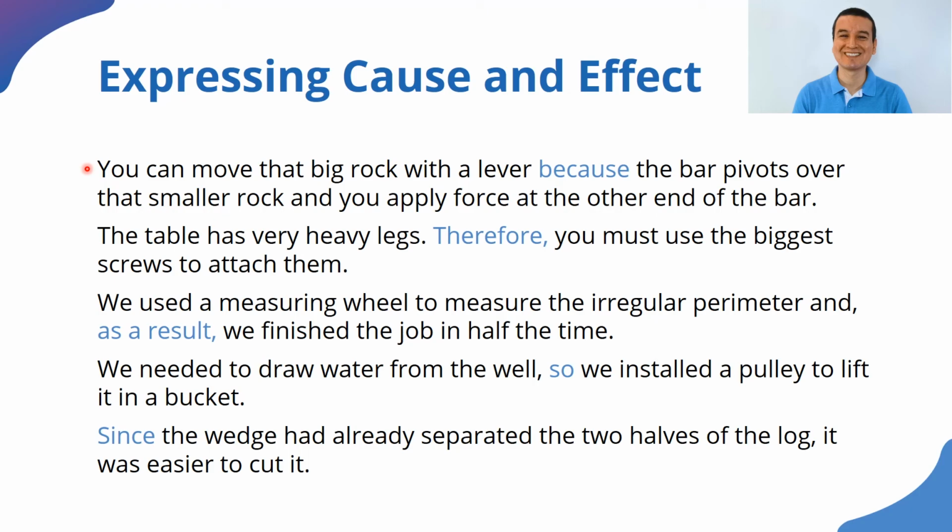You can move that big rock with a lever because the bar pivots over that smaller rock and you apply force at the other end of the bar. The table has very heavy legs. Therefore, you must use the biggest screws to attach them. We used a measuring wheel to measure the irregular perimeter and, as a result, we finished the job in half the time. We needed to draw water from the well, so we installed a pulley to lift it in a bucket. Since the wedge had already separated the two halves of the log, it was easier to cut it.